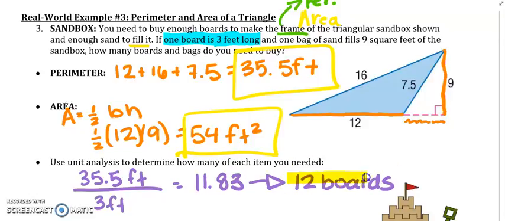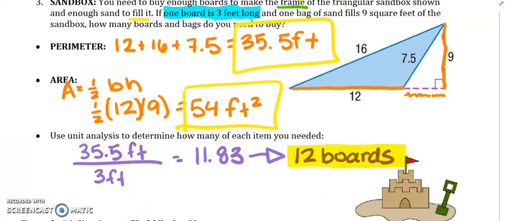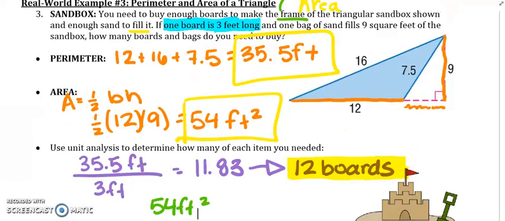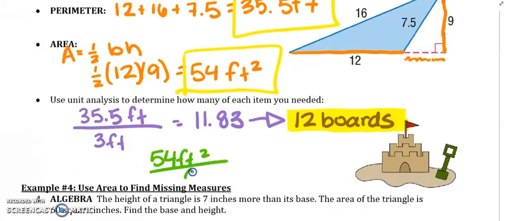Even if this came out to be 11.2, you would not round down to 11. That is how you would normally round it, but we don't want to round down to 11. We always want to round up to the next unit, because if we needed 11.2 boards, 11 would not be enough. Now we're going to do the same thing with bags of sand. We have 54 feet squared, and one bag of sand fills 9 square feet. So 54 feet squared divided by 9 feet squared gives us 6 exactly. So we need 6 bags of sand.